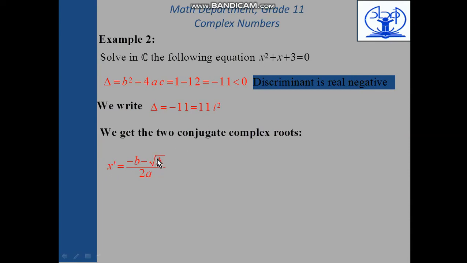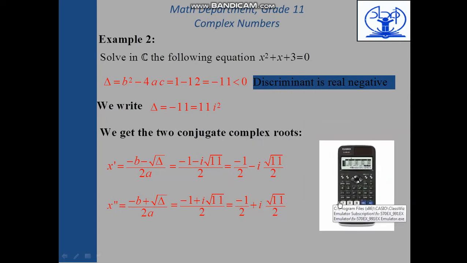x prime equal minus b minus radical delta over 2a, which is equal to minus 1 minus radical of 11 i squared, which is i radical 11, over 2. And to write it in the algebraic form, it's better to put minus half minus i radical 11 over 2. And the second one is the same, but we replace the sign here by plus, so we get this one. And we can check that these two complex numbers are conjugate.